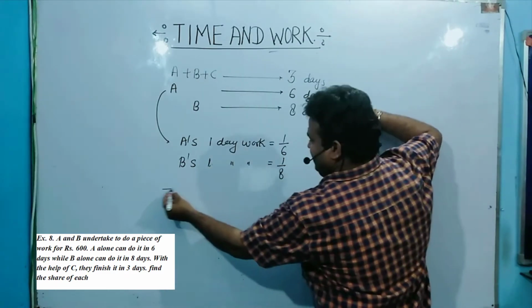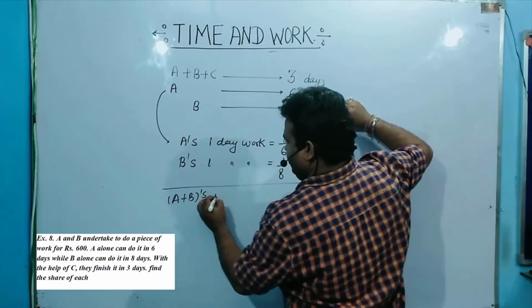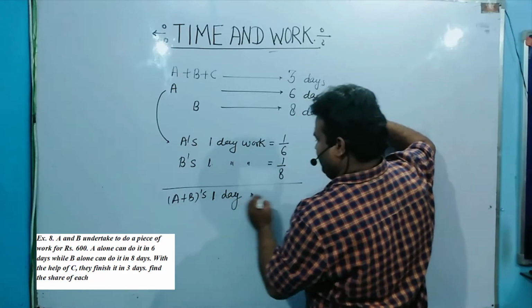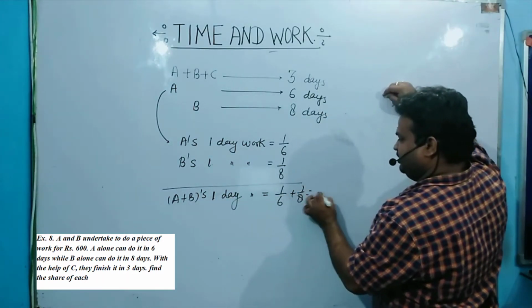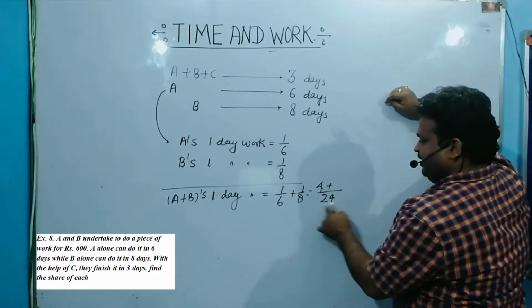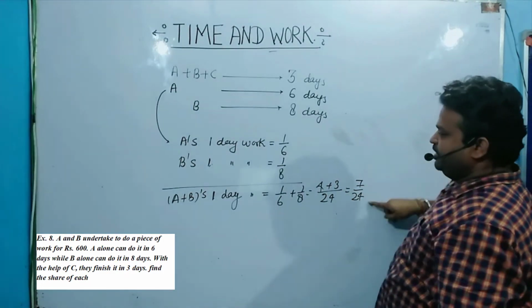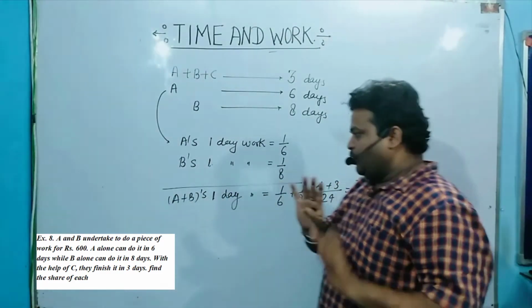Right? So what is A plus B's one day work? I am writing here, 1 day work is equal to what? You simply add 1 by 6 and 1 by 8. So 8, 16, 24; 6 fours are 24, 8 threes are 24. So this value is 7 by 24. So 7 by 24 of the work is done by A plus B working together in 1 day.